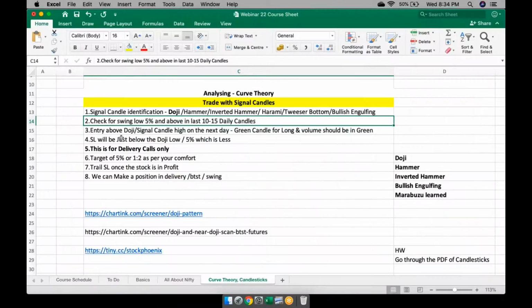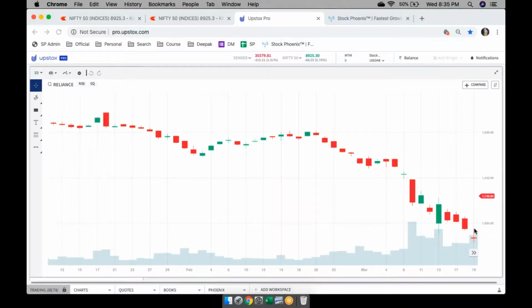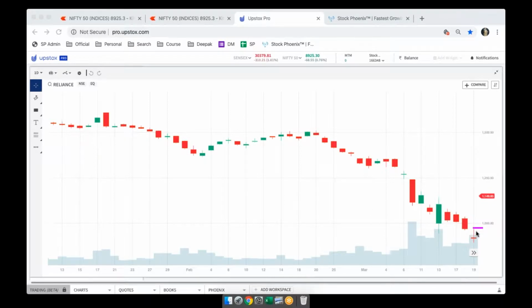Okay, coming back. So check for swing low 5% and above in the last 10 to 15 days candles. Enter above the doji signal high on the next day. Green candle for long and volume should be green. So we can make an entry immediately on the next day, just above the signal candle, not exactly on the high.